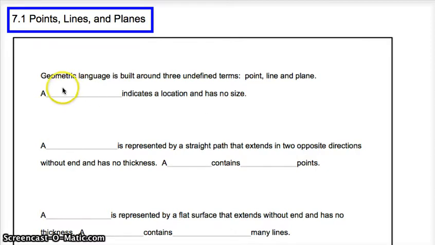Points, lines, and planes are the foundation of geometry. A point indicates a location but has no size. So a point, just like a little dot right here, can be referred to by a letter. If you're given multiple points, we can refer to the distance between 2 points by putting the letters that correspond to those points right next to each other. So saying AB, right next to each other, would mean the distance between A and B.